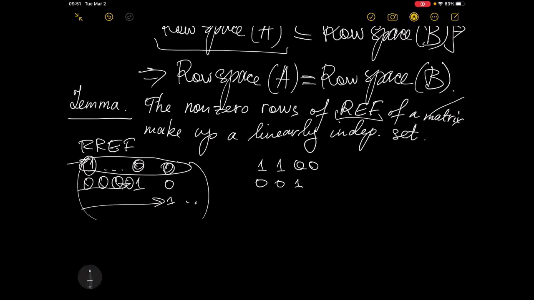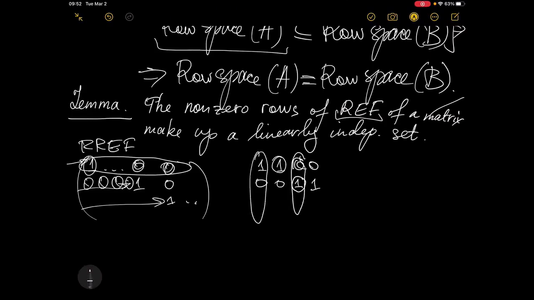So the idea is that in the reduced row echelon form, it doesn't matter what I have here, right? I still can see that in the reduced row echelon form, I will have a leading one, and it will be the only non-zero element in the column, right? In the whole column.